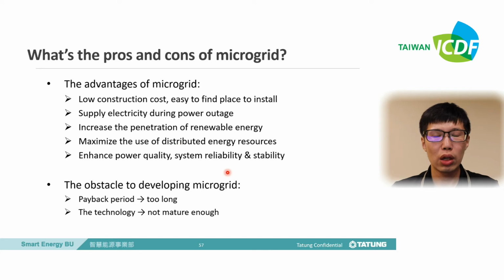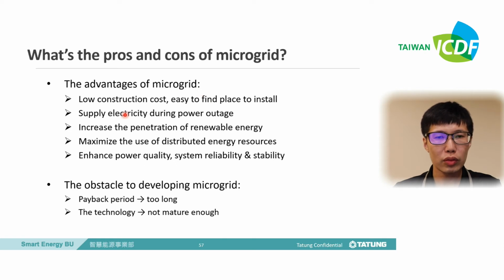So here, so far I have introduced what a microgrid is, and now I will introduce the advantages and the obstacles of developing microgrids. There are a lot of advantages of microgrids. For example, the construction cost is lower because the scale of a microgrid is smaller than the traditional grids, and because the scale is smaller, it is easier to find a place to install the microgrid system.